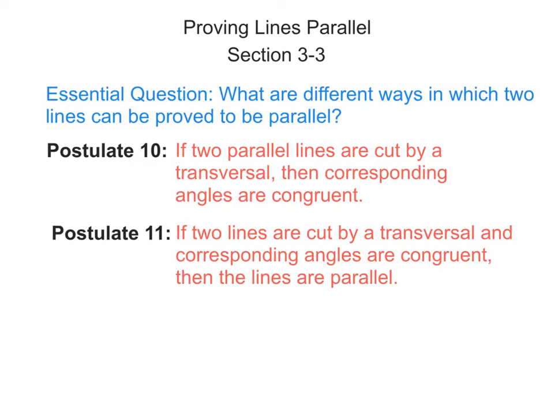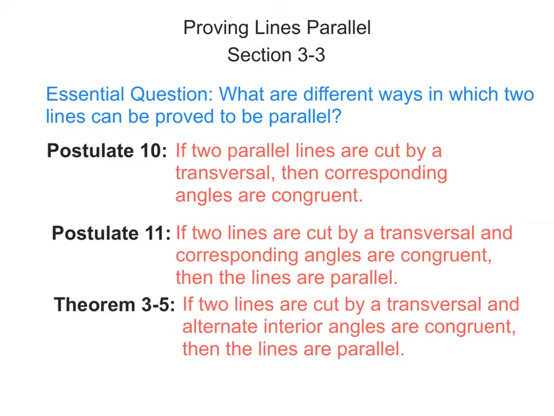Now if you look at these two postulates, postulate 10 and postulate 11, you can see very easily that these are converses of each other. In the first case, you're saying you've got parallel lines, then the corresponding angles are congruent. The second is saying if you've got corresponding angles congruent, then the lines are parallel.